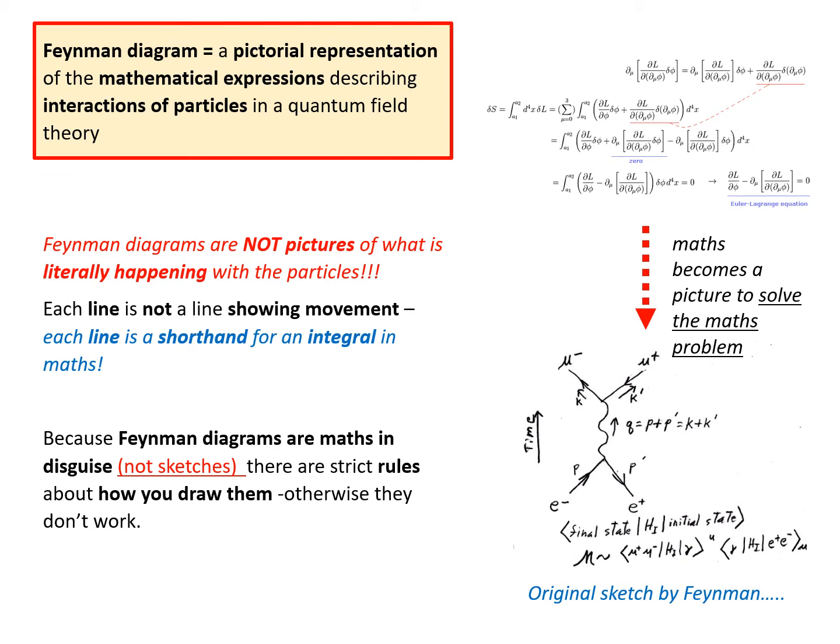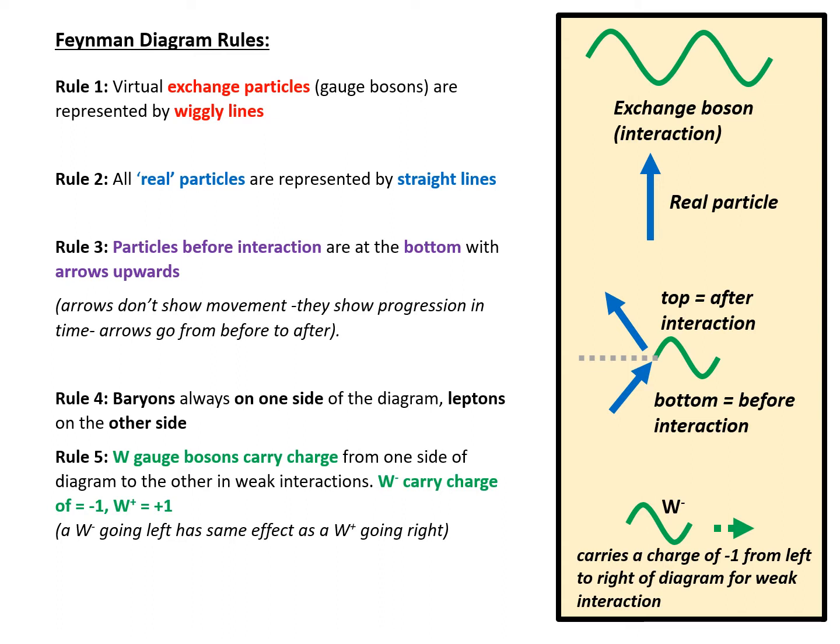So a Feynman diagram is a pictorial representation of the maths that describe how particles in a quantum field are interacting. It's important to realise that a Feynman diagram is not a picture of what's literally happening with the particles. The lines in Feynman diagrams are not showing movement. Each line is just a shorthand for a bit of maths. Because it's maths and not just a diagram, there are strict rules about how a Feynman diagram has to be drawn, just like there are rules in how we do mathematical operations. So the Feynman rules are these.